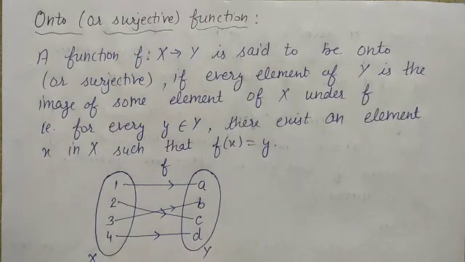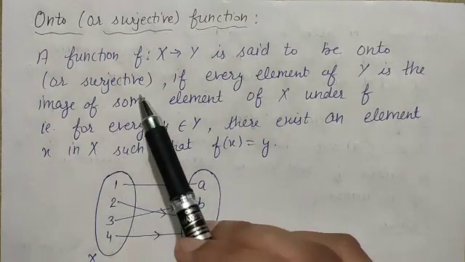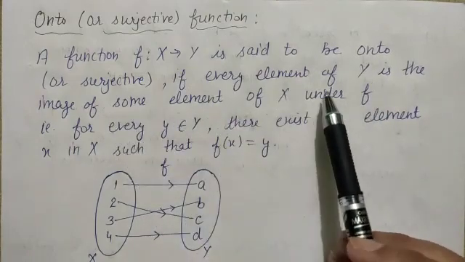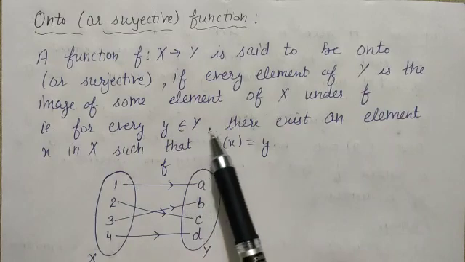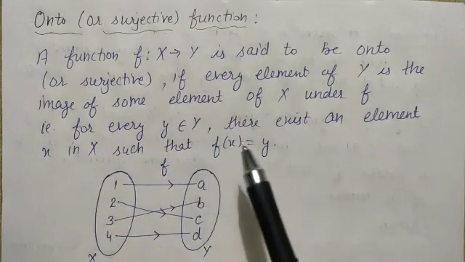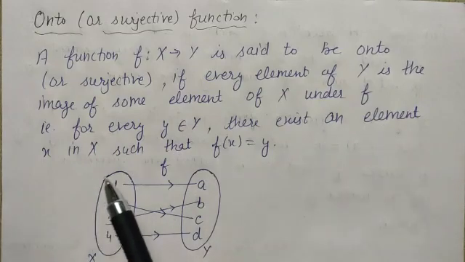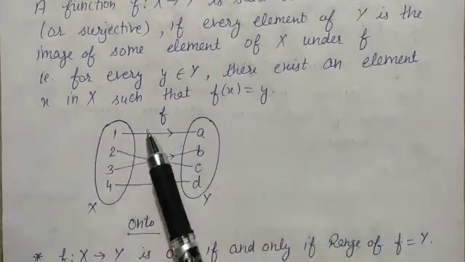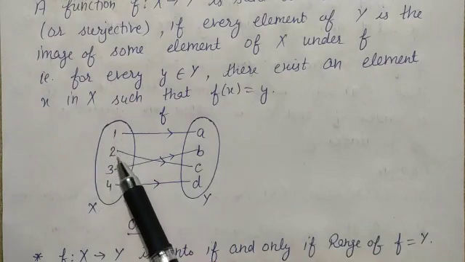Next is onto or surjective function. A function f from x to y is said to be onto or surjective if every element of y is the image of some element of x under f. That is, for every y belongs to y, there exists an element x in x such that f(x) = y.